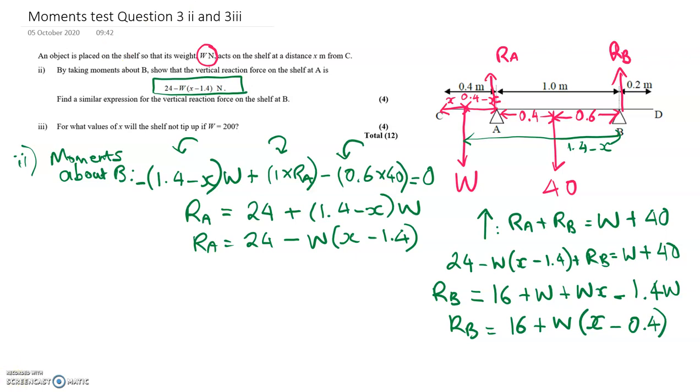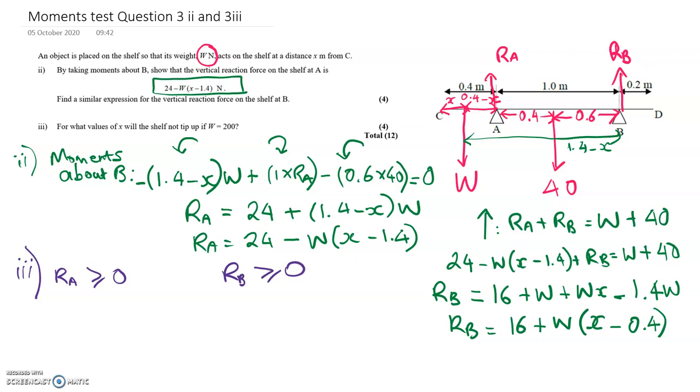And finally, in part 3, they're asking you what values of x will mean that the shelf does not tip up, and they've told you what value to use for W as well. Now, you know that so long as the reactions are positive or equal to 0, that means that the system will be balanced. If they are equal to 0, that means they'll be on the point of tilting, but they won't actually be tilting. So you must include equals to 0 as well. So I know that I can write these two inequalities. I need the reaction at A to be greater than or equal to 0, and I need the reaction at B to be greater than or equal to 0 in order for the shelf not to tip up.